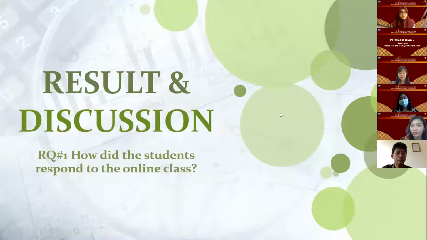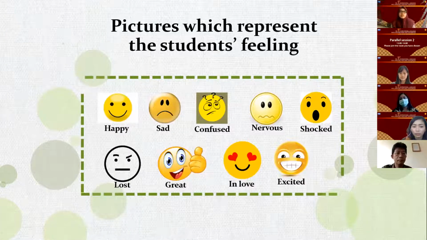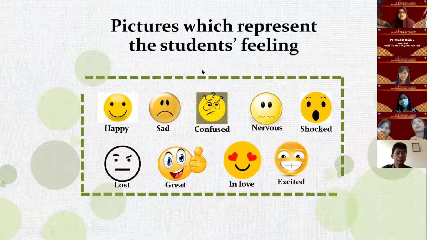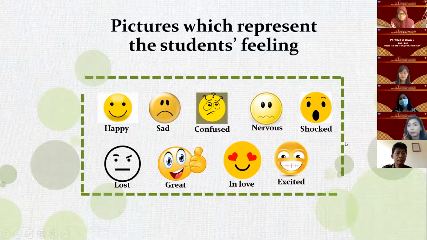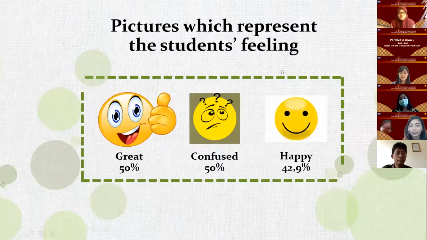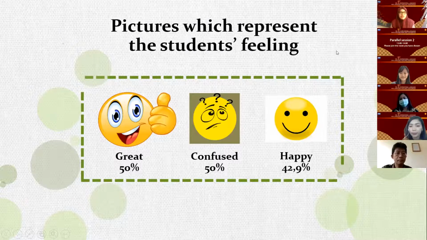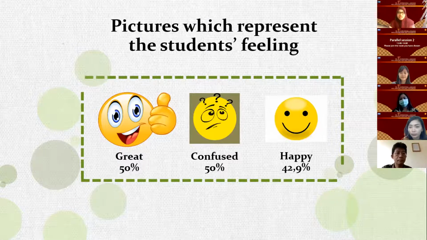The first research question is, how did the students respond to the online class? We asked them to choose a maximum of 3 pictures which represent their feelings in doing the online class. These are the 9 pictures we asked them to choose from. They can choose a maximum of 3, and these 3 are the highest ranked. So 50% of the participants chose that online learning is great, but at the same time 50% chose that it is still confusing, and then another 42.9% said that they are happy with the online learning.